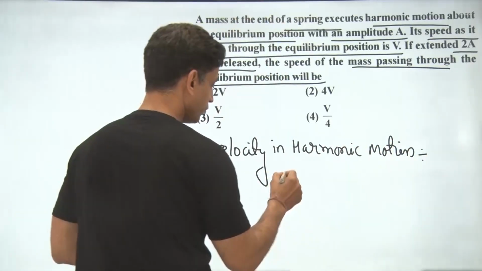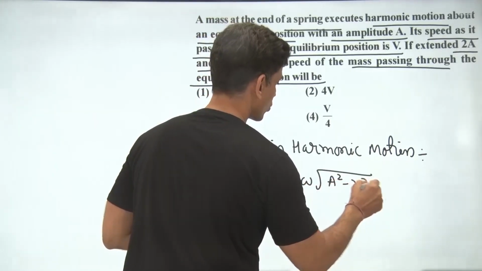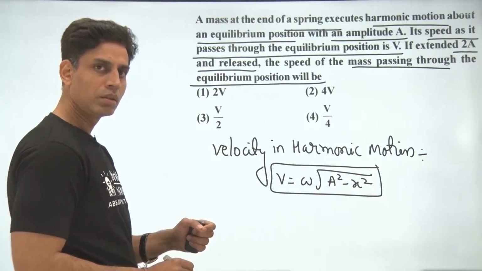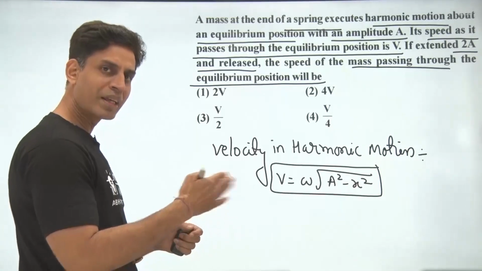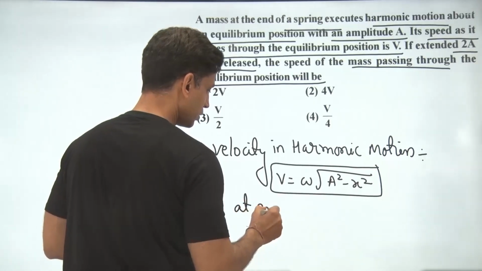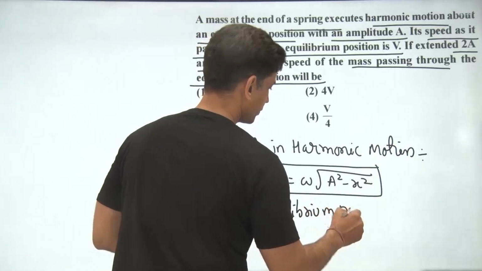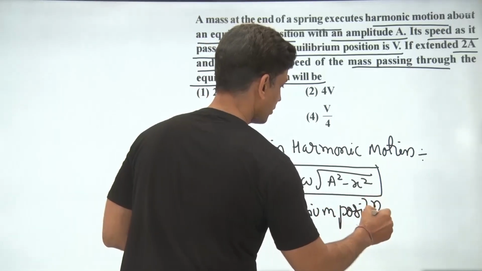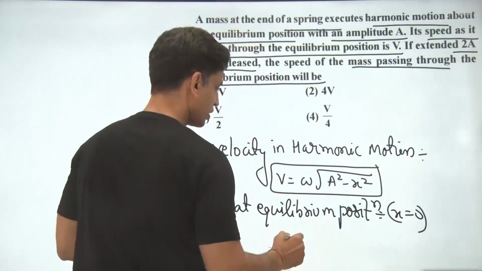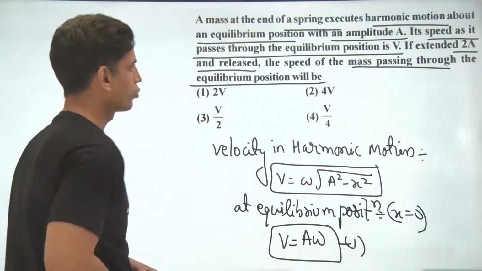is given as V is equal to omega under root of A square minus x square. And x is the distance or the separation from the equilibrium position. Now at the equilibrium position, x is equal to 0. So V is equal to A omega. Got it? Given in the question.